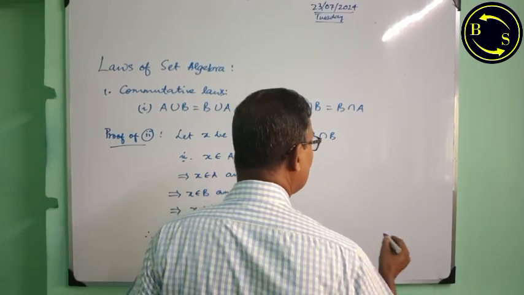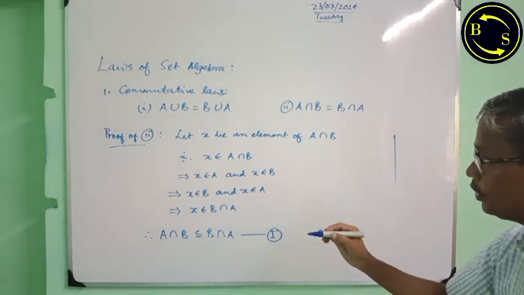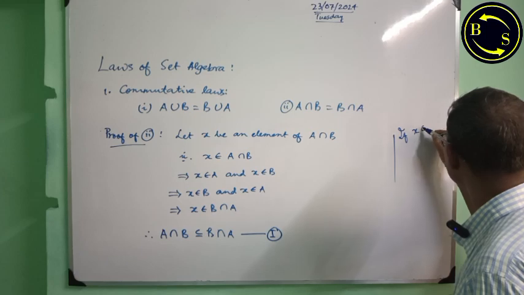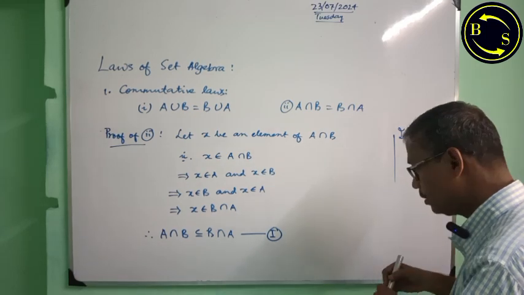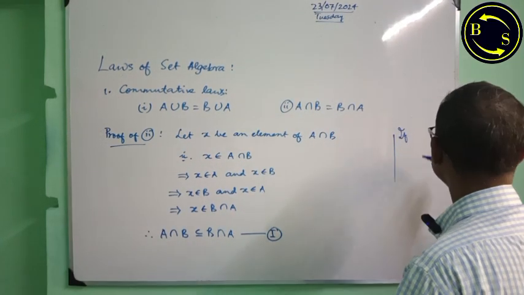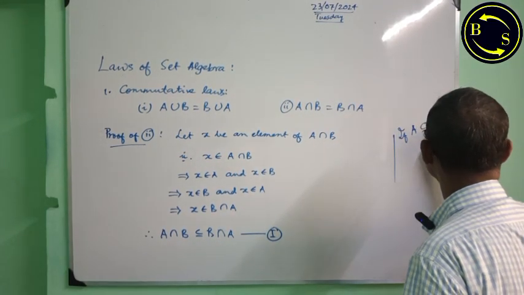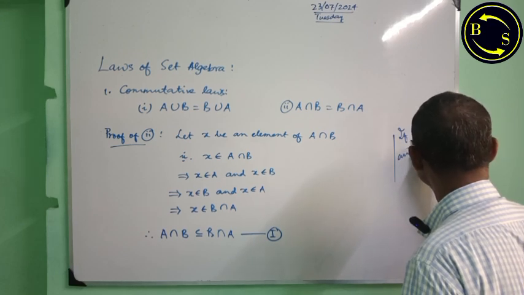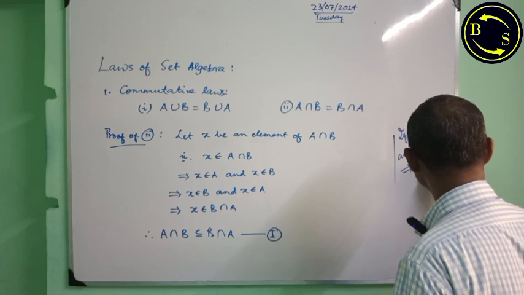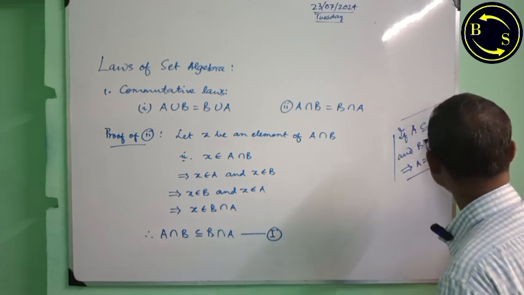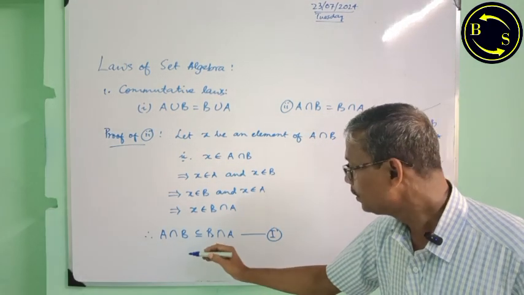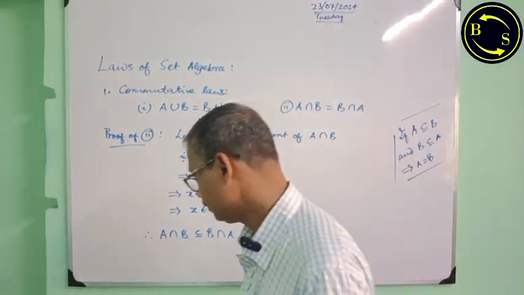Now, actually what I am going to show, already discussed earlier, if A is subset of B and B is subset of A, then A equal to B. We shall use this concept. Therefore, for the left part, we have shown this one.